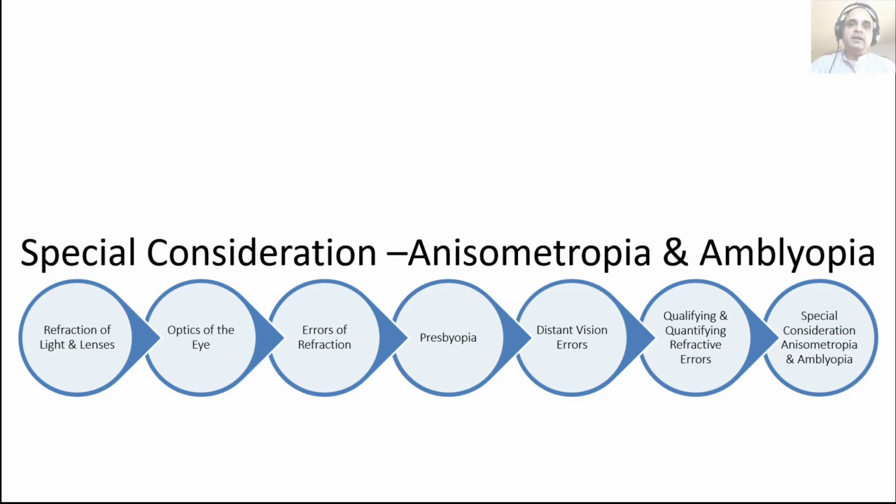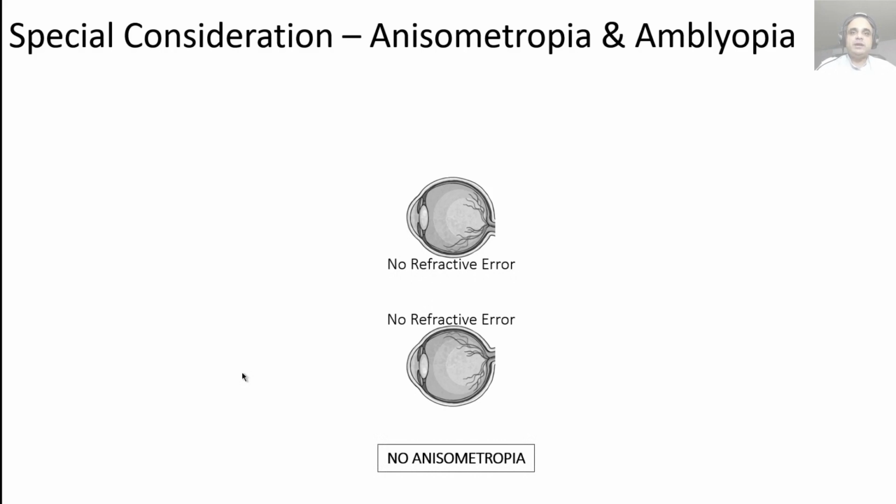And then finally, the last things that we are going to talk about are anisometropia and amblyopia, two very interesting and very important topics. These are the two last things that we do, nearly the last. Let's take these two eyes. These are two normal eyes which have no refractive error and thus no anisometropia. Anisometropia was when there was a difference in the number between the two eyes, i.e. the refractive error between the two eyes was different.